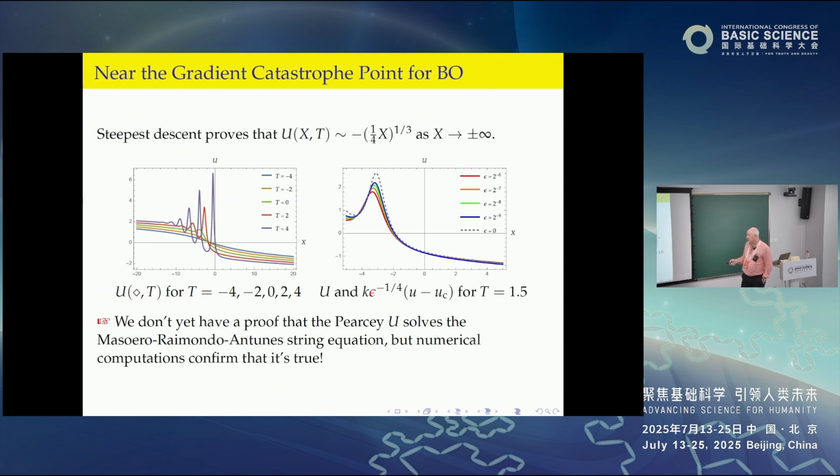So one thing we don't yet have a proof of is that this Pearcey u function, the imaginary part of the log derivative of this tau, solves this string equation that was in the paper of Mazzuero, Raimondo, and Antunes. But we did do numerics, and it really is true. So we just need a proof of that.